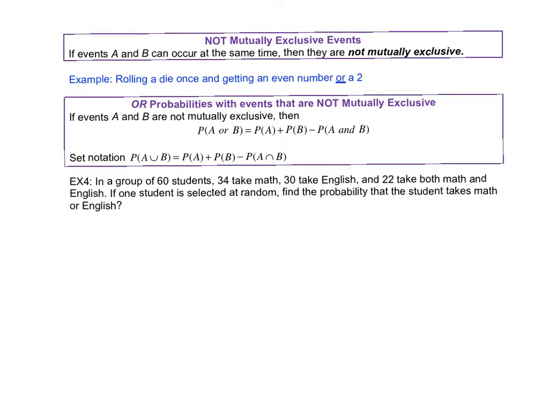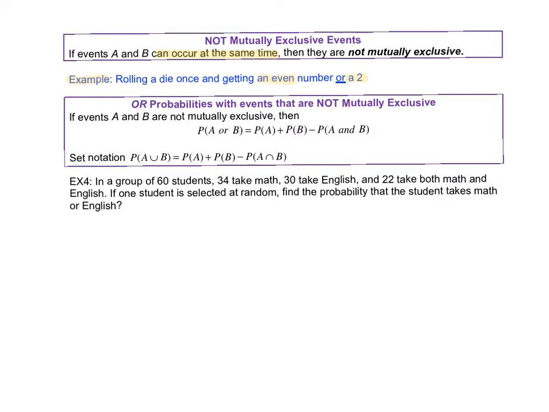Now we want to talk about events that are not mutually exclusive. So not mutually exclusive, that just means that they can occur at the same time. Okay? So they do not exclude each other from happening. Here's an example. Roll a die once, and you want to look at getting an even number or a 2. Okay? Notice that these are not mutually exclusive, because if you roll a 2, then that is an even number. So you have an even number and a 2.